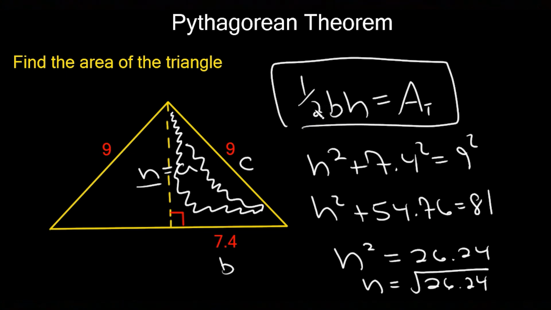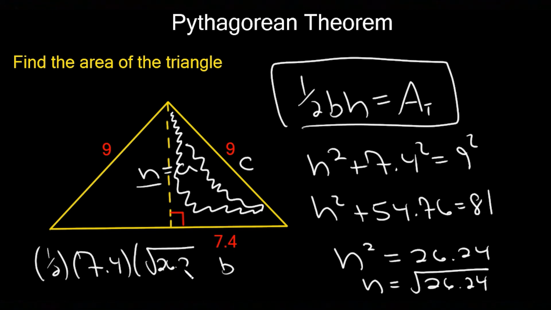So in your calculator, you're going to do 1/2 or 0.5. Your base here is going to be 7.4. And then your height is going to be the square root of 26.24. So times the square root of 26.24. Okay? And so you're going to go ahead and plug that into your calculator, and then you're going to multiply it by 2. So when you plug that into your calculator, you get the following. You get 18.95. I'm going to round it to the nearest hundredth, okay?